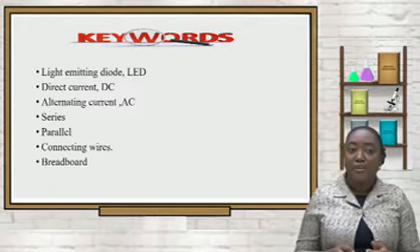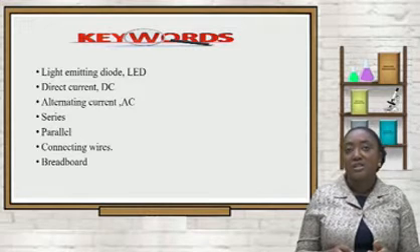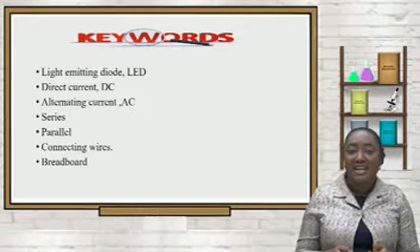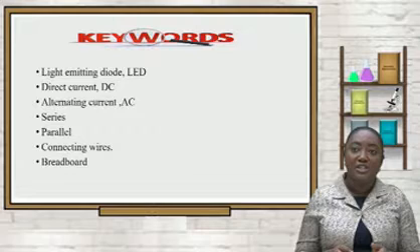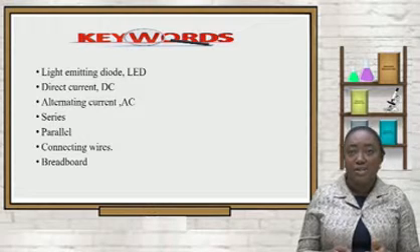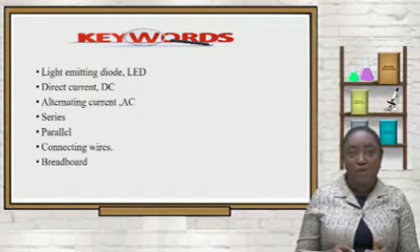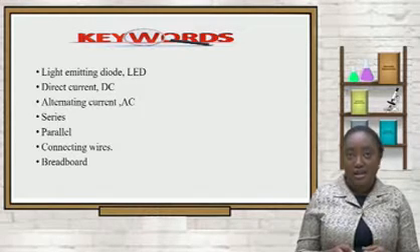We would also see parallel arrangements of components. Now in the parallel arrangements, we put them side by side. What I mean by side by side is that in a parallel arrangement, all negatives go to one side and all positives go to another side. We'll see connecting wires and a breadboard.